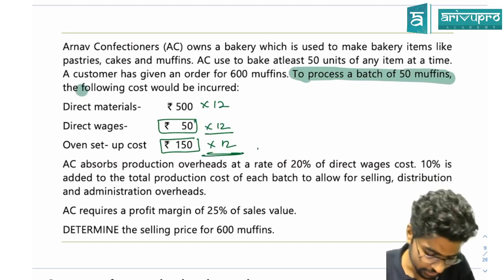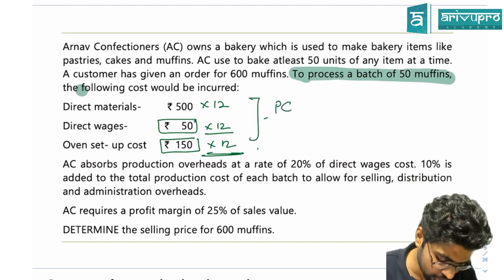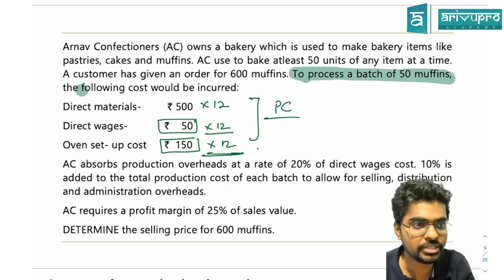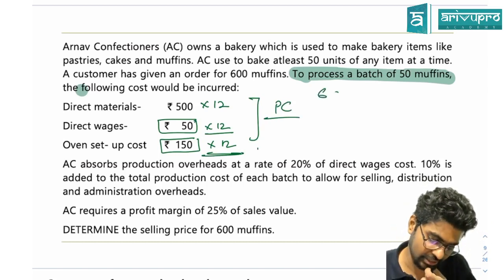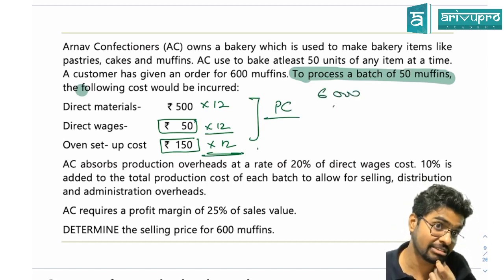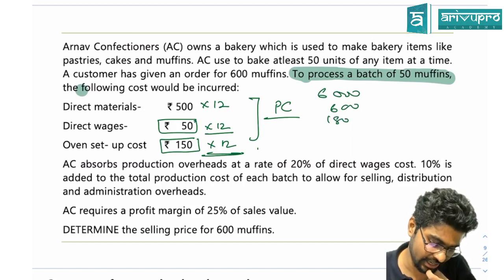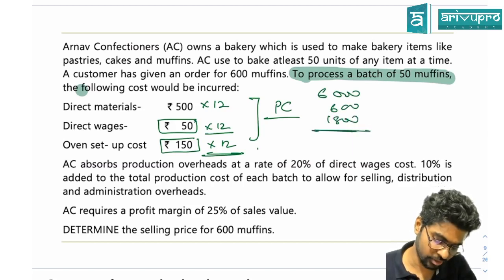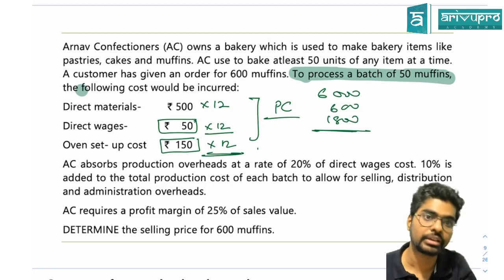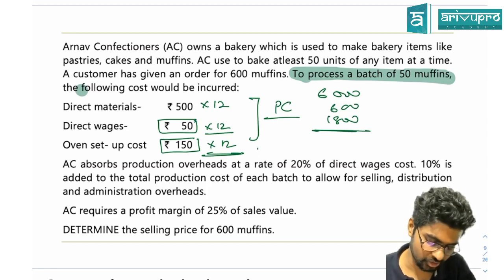Done. So, my total prime cost will be how much? 6,000. Then here it is going to be 600, 1,800. So, total will be 6,600.